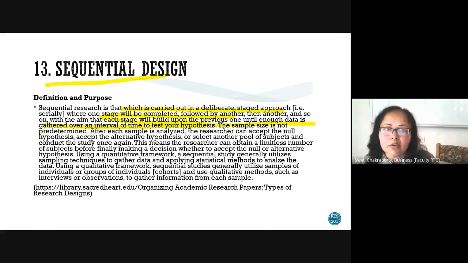And the sample is not predetermined. After each sample is analyzed, the researcher accepts or rejects the hypothesis, then selects another group of subjects and conducts the research. Okay, so it can go on for a limitless number of subjects until making the final decision whether to accept or reject the hypothesis.